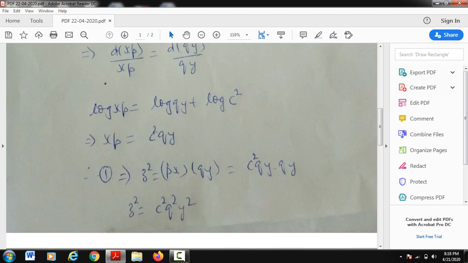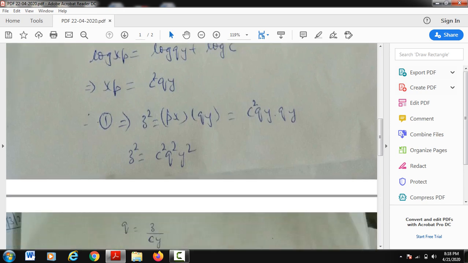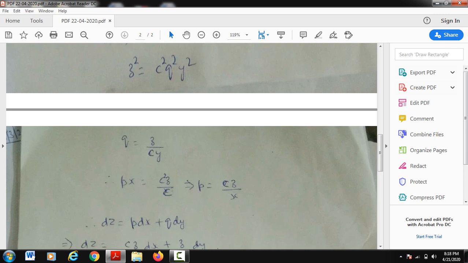So if I put the value of px in the first equation, I will get z square is equal to px into qy. So writing the value of px as c square qy into qy, I am getting c square q square y square. That's why students, if I am taking the square root, I will take only the positive value, that will be c qy. That's why I have written c square over here. Otherwise you can take c. In that case the value of z will reduce to under root c qy. So to just avoid that under root, I am writing c square over here. Otherwise if you write c, then it is also okay.